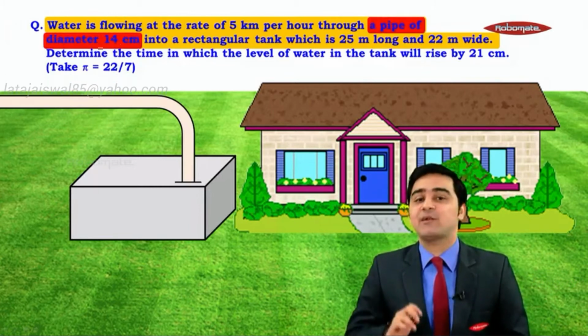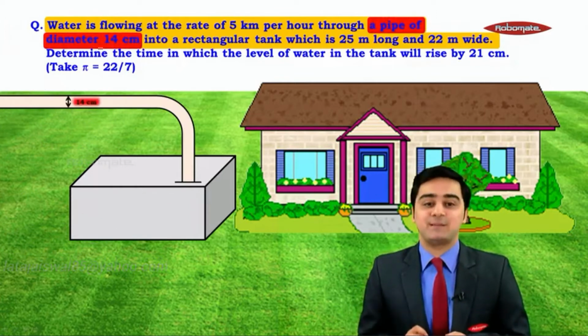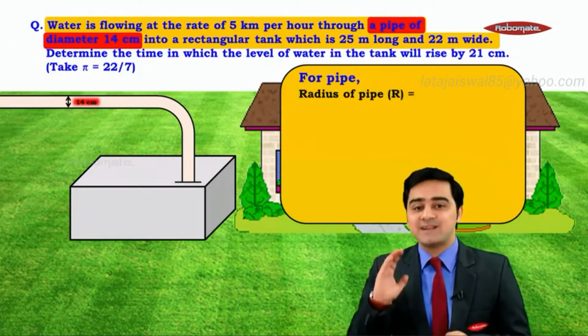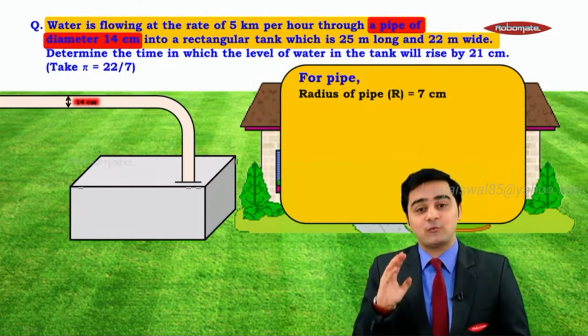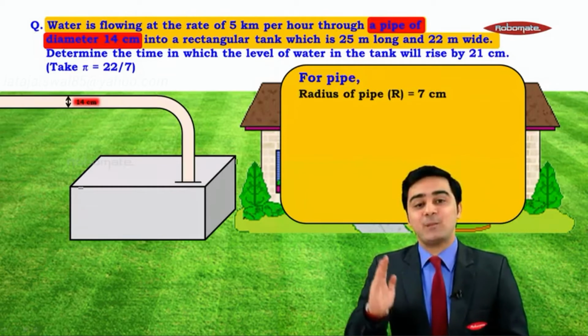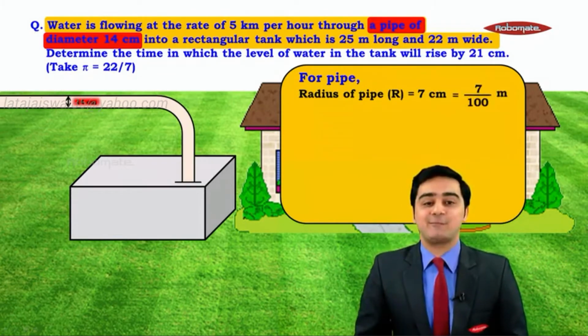We have a cylindrical pipe. The diameter of the cylindrical pipe is 14 centimeter. So if we have the diameter, we can calculate the radius. We can say that radius of the pipe is equal to diameter upon 2, which is equal to 14 upon 2, and it is equal to 7 centimeter. Let us convert centimeter into meters. So it is equal to 7 upon 100 meters.